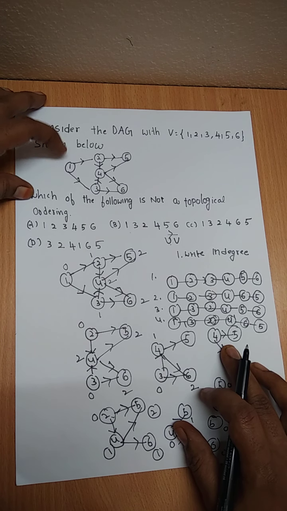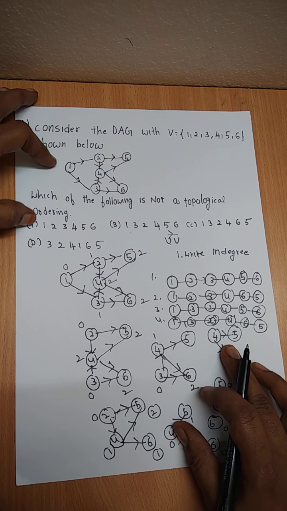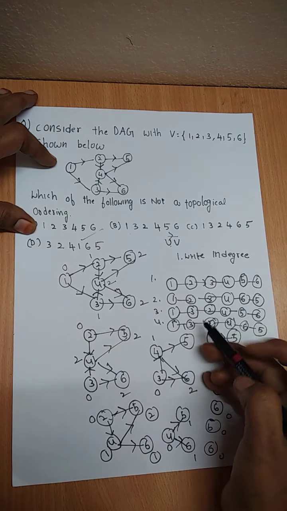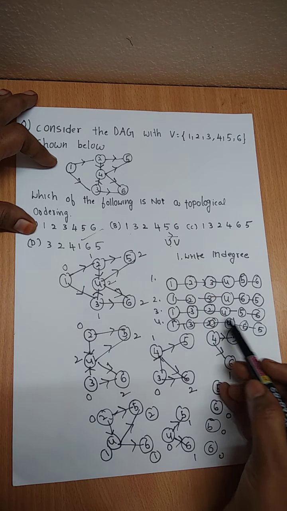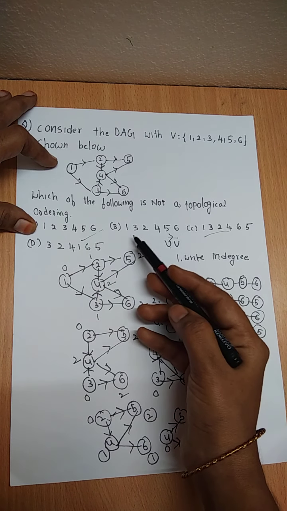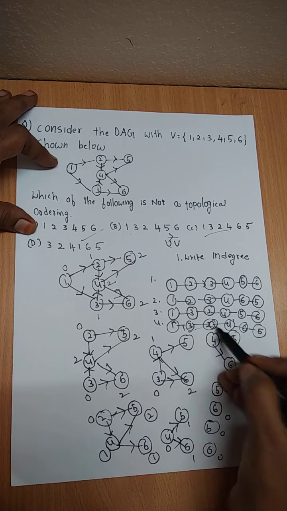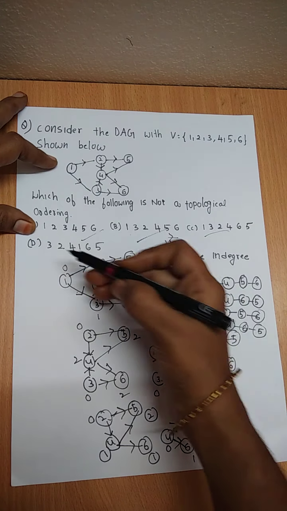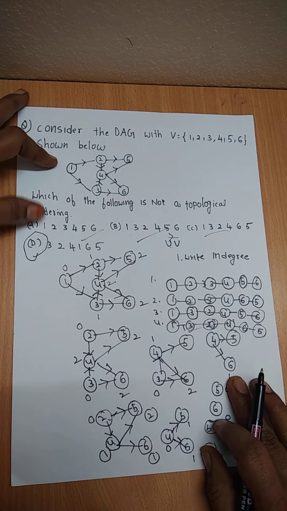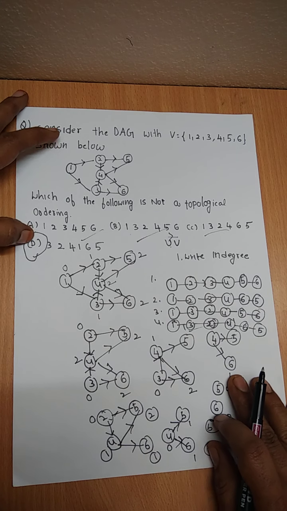So here our question is, what is the not a topological ordering? The first is 1, 2, 3, 4, 5, 6, it is there. Next 1, 3, 2, 4, 6, 5, it is there. Next 1, 3, 2, 4, 5, 6, it is also there. So the answer D is not a topological ordering for the given graph.